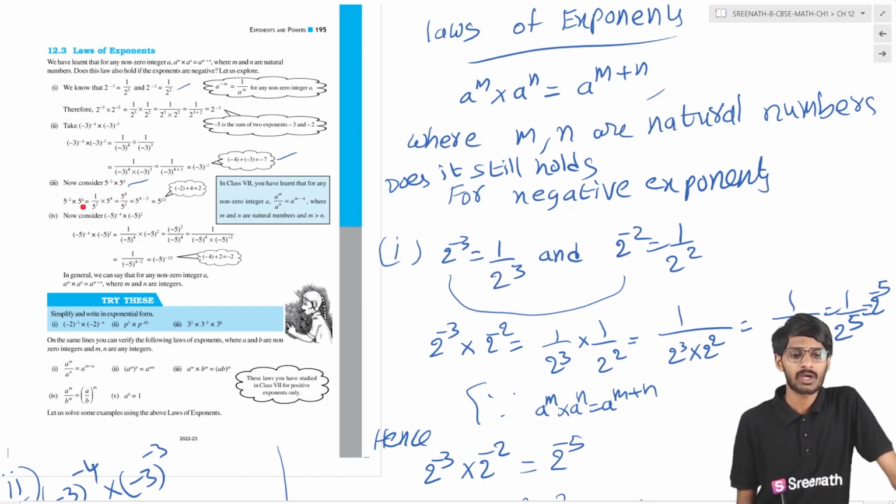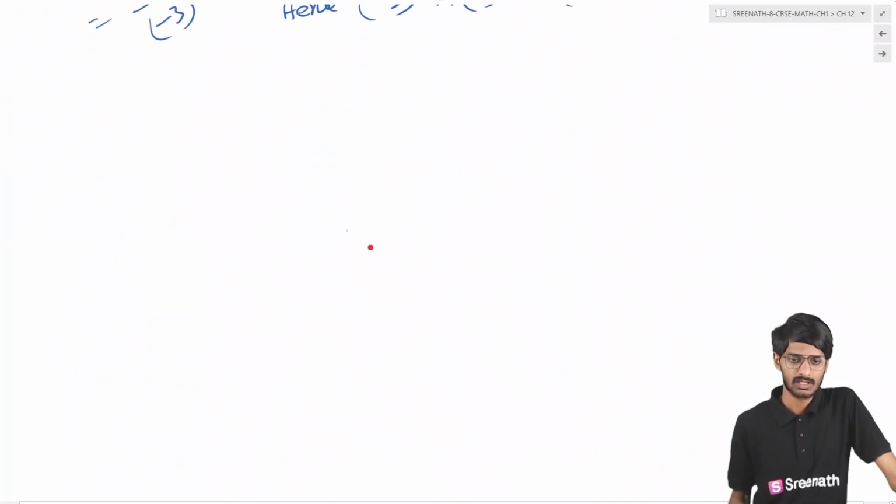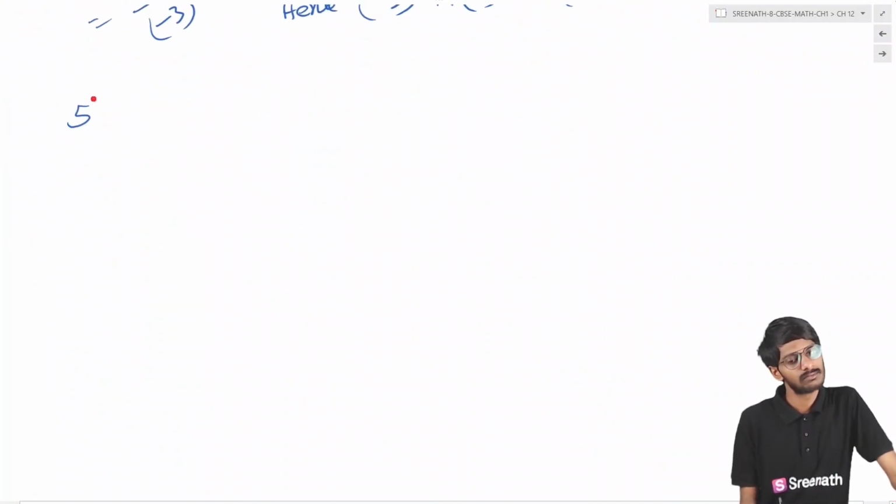So basically 5 power minus 2 into 5 power 4. So 5 power minus 2 is 1 by 5 square into 5 power 4. So that will become 5 power 4 by 5 square. So we can write 5 power, we know this formula now, according to that we have written. So basically there is 5 power minus 2 into 5 power 4, students. So this is the third example.